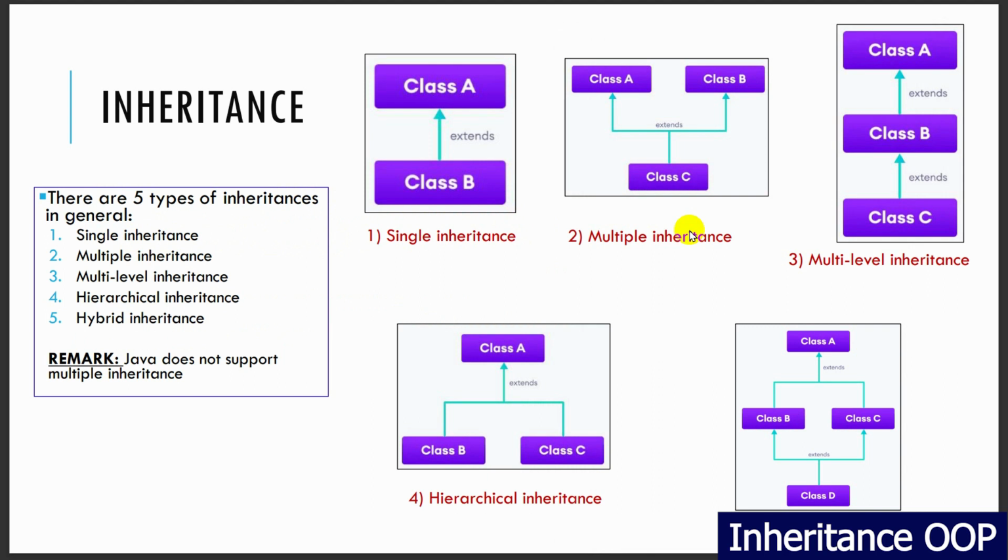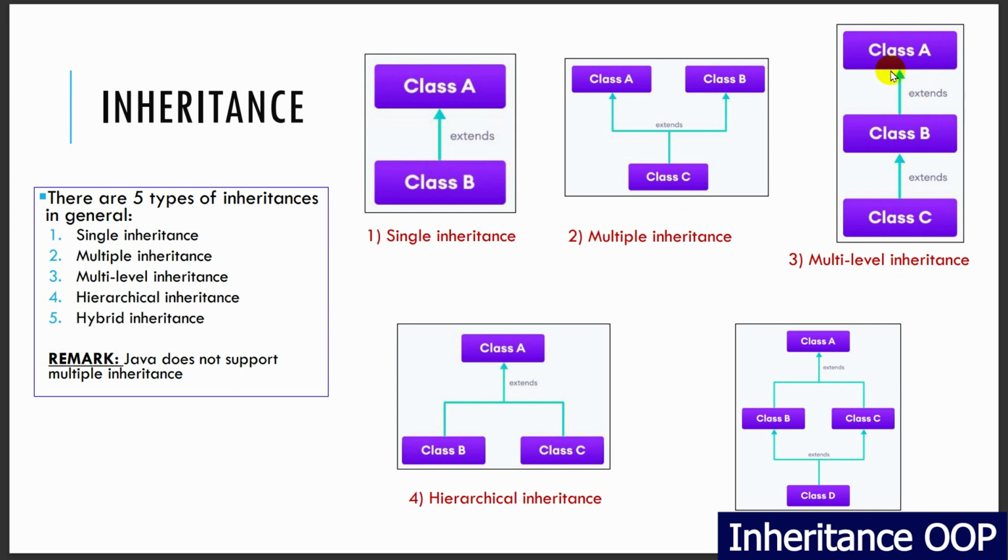So basically we have five types of inheritance. We have single inheritance, one-to-one, and multiple inheritance. It means that a child extends more than one other class, like class C extending from A and also from B, for example. And we also have multilevel inheritance. As you can see here, they have many classes in a hierarchy, one under another.